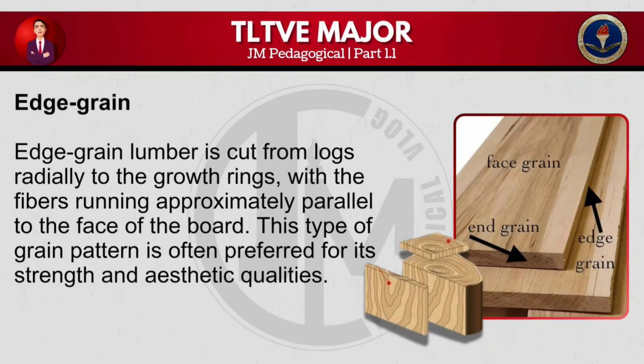Edge grain lumber is cut from logs radially to the growth rings, with the fibers running approximately parallel to the face of the board. This type of grain pattern is often preferred for its strength and aesthetic qualities.